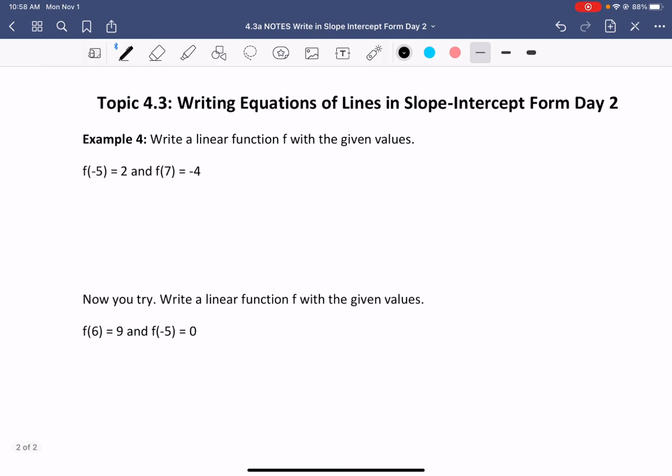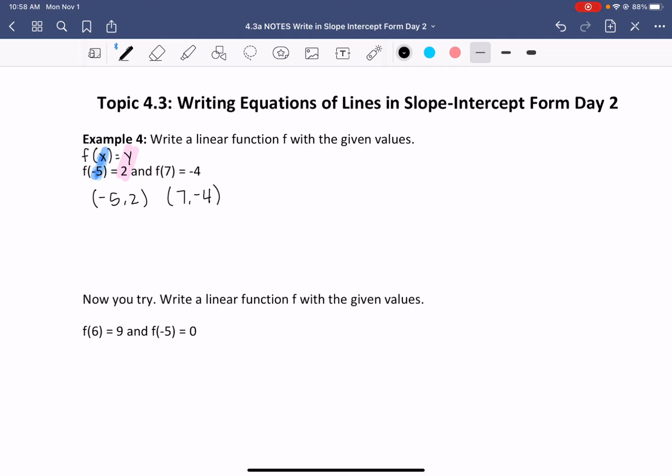All right, so write a linear function f with the given values. Remember when we did function notation, we had f of x is the same thing as y. So when you're looking at that, look what matches up. Our -5 and x match up, and our y and 2 match up. So that's what those stand for. So our ordered pairs are (-5, 2) and (7, -4).